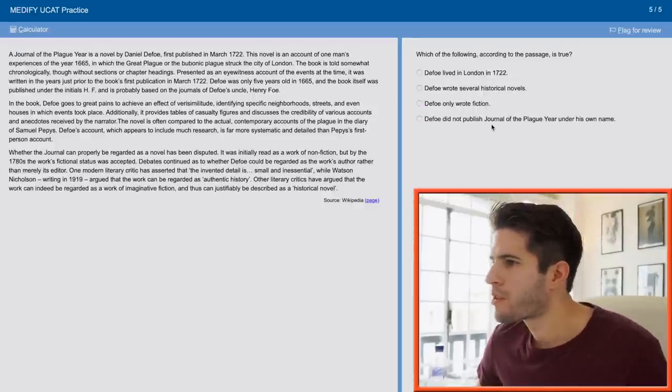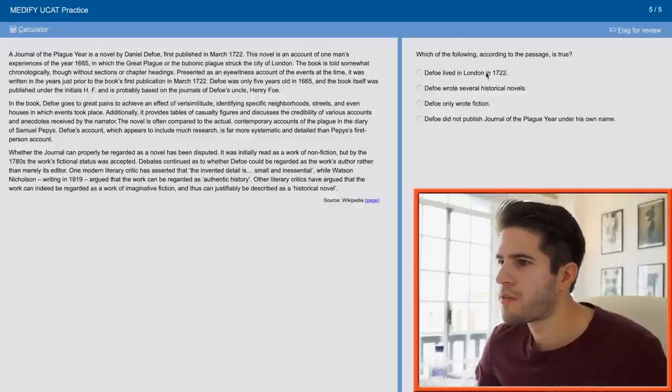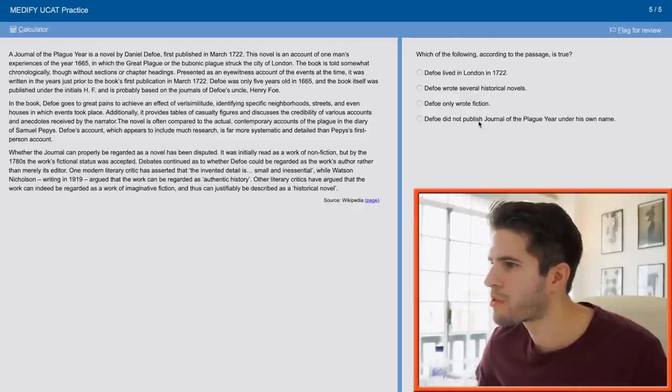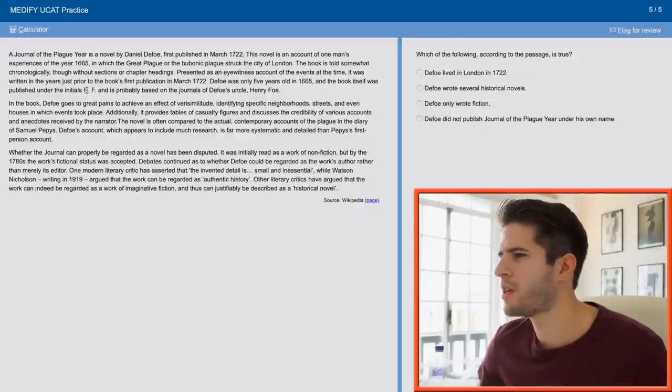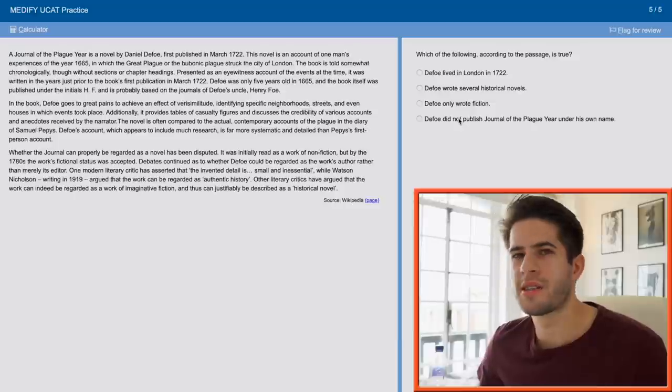Okay. Which of the following, according to the passage, is true? Defoe lived in London in 1722. We have no idea. Defoe wrote several historical novels. I don't remember. Defoe only wrote fiction. Also don't remember. Defoe did not publish Journal of the Plague Year under his own name. I mean, he did publish it under the initials. So isn't that kind of his own name? That's cheeky. Are his initials his name? Who knows?